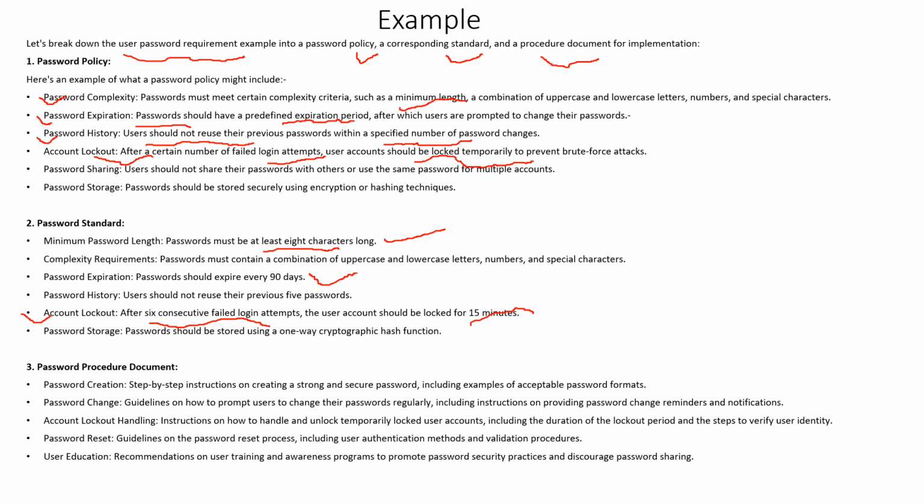Now, the password procedure document is different from the policy and standard documents. Here, there are no rules, but there are procedures. There are step-by-step instructions telling you how to create a strong password. For example, this password creation procedure document can be for the users. It will tell the users how to create a strong and secure password. It will have those instructions, and it will include some examples of acceptable password formats.